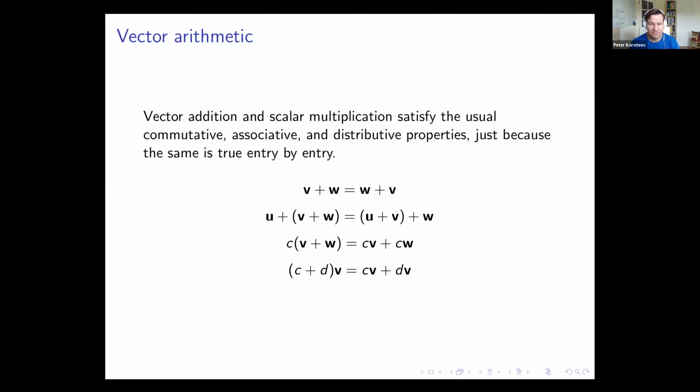So commutativity: V plus W equals W plus V. So it doesn't matter in which order you add the vectors. Then this is the associativity for addition, right? So U plus V plus W is equal to U plus V plus W. So first you add these two vectors and then add U to them. And second, you add U and V and add W to them. Then c multiplied by V plus W is equal to cV plus cW, where c is a scalar. And c plus d times V is the same as c times V plus d times V.